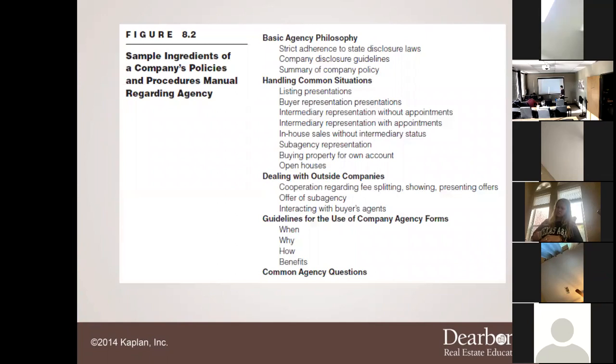Here's actually a little example of what it would look like. This is a company policies and procedures manual just regarding agency. You can see we have basic agency philosophy, handling common situations, certain situations that are pretty common to happen. Dealing with outside companies, if you're dealing with companies outside of your brokerage, which you likely will be. And any guidelines for the use of agency forms, why, when, how, and the benefits of using it, and then common agency questions that they'll have answered in there as well. So that's just a little example of what it'd be like.